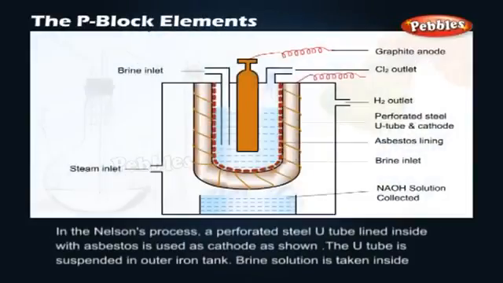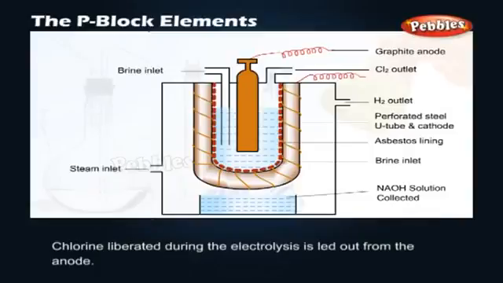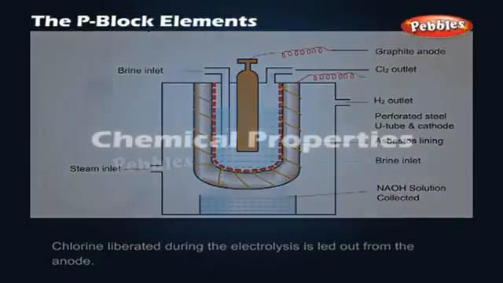Preparation of chlorine. In the Nelson's process, a perforated steel U-tube lined inside with asbestos is used as cathode as shown. The U-tube is suspended in outer iron tank. Brine solution is taken inside U-tube. A carbon rod, anode, is suspended into the brine solution from the roof of the tank. The cathode and the anode are separated by the asbestos lining present inside the U-tube. Chlorine liberated during the electrolysis is led out from the anode.